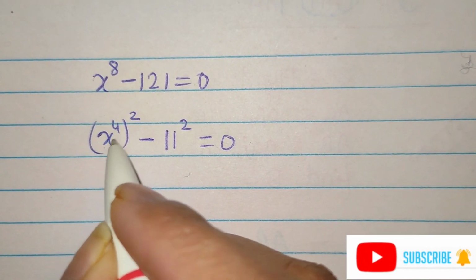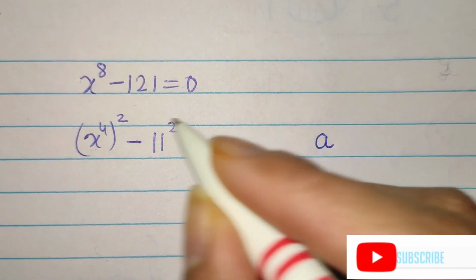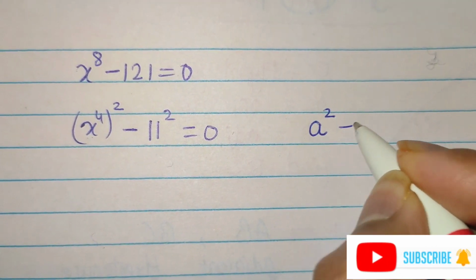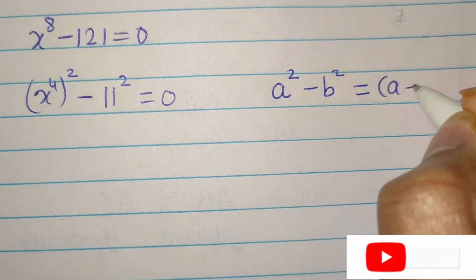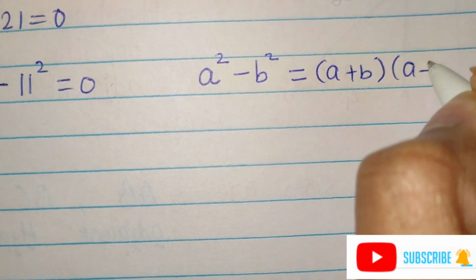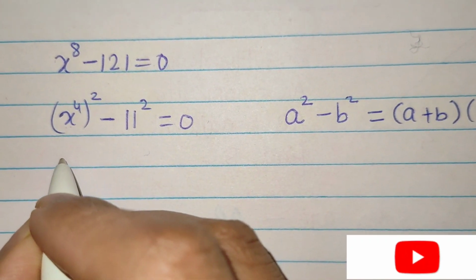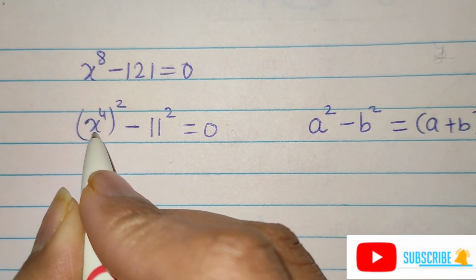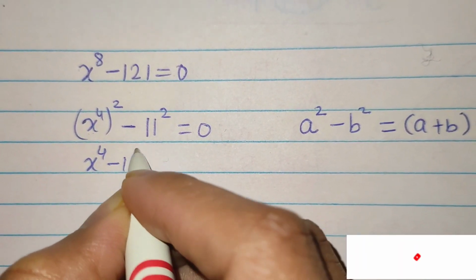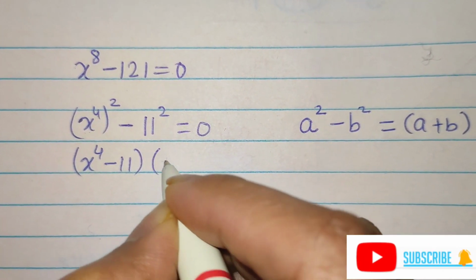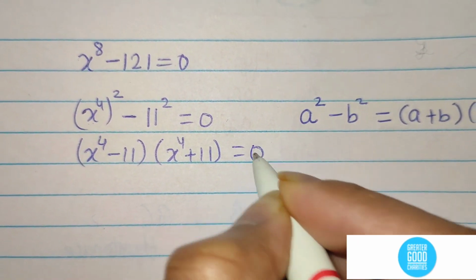Now treat x to the power 4 as a, and then you have a squared minus b squared, and this can be written as (a plus b)(a minus b). I'm going to use this identity here. So a is my x to the power 4. So I can write this as (x to the power 4 minus 11)(x to the power 4 plus 11) equals 0.